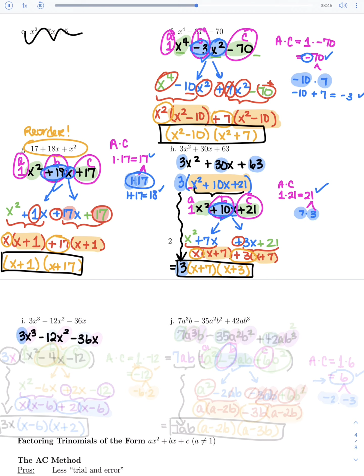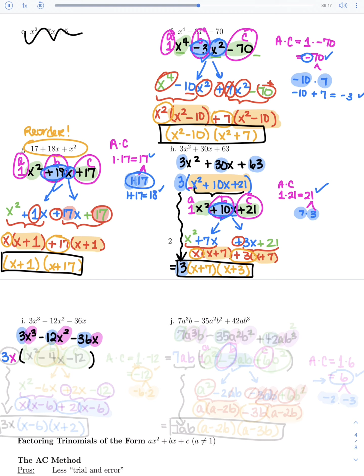Well, we've got a 3, a 12, and a 36. 3, 12, and 36 are all divisible by 3, so I can factor out a 3. But there's actually more. I have an x cubed, an x squared, and an x. That means they all also have at least one x I can pull out. I want to pull out, remember, the greatest common factor, everything I can possibly pull out. So I'm going to pull out a 3 and an x from each of the 3 pieces.